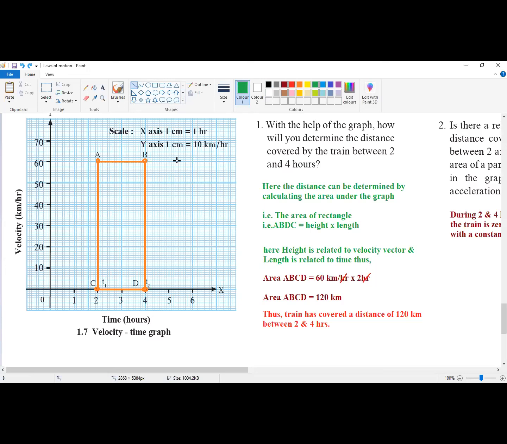Now see this velocity of the train. It is increasing. Suppose it is increasing in this manner. It increases for the first 2 hours, and now during the second half it is moving with a constant velocity. It is performing now the uniform motion. So this is the increase in velocity, and now there is a constant velocity till the 4th hour. So it reaches the destination.